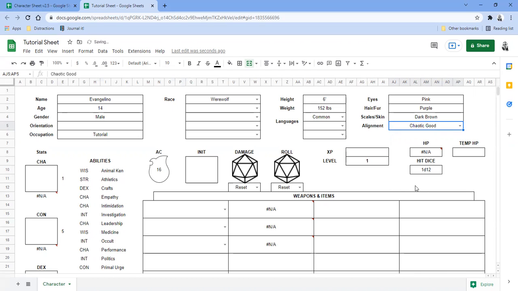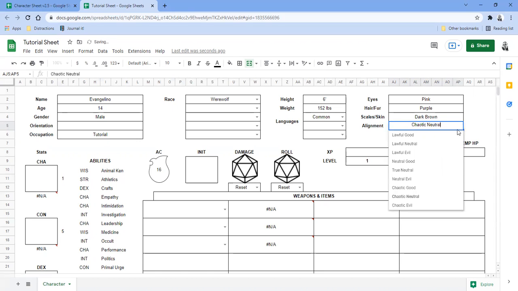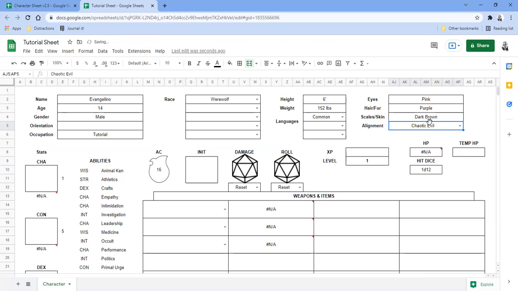Chaotic good, you want to cause mischief, but for the better good. Chaotic neutral, you just like to cause chaos. Chaotic evil is Godzilla, just stomping around doing whatever the hell they want and just being plain old evil. So I'm going to hit delete and get rid of that.